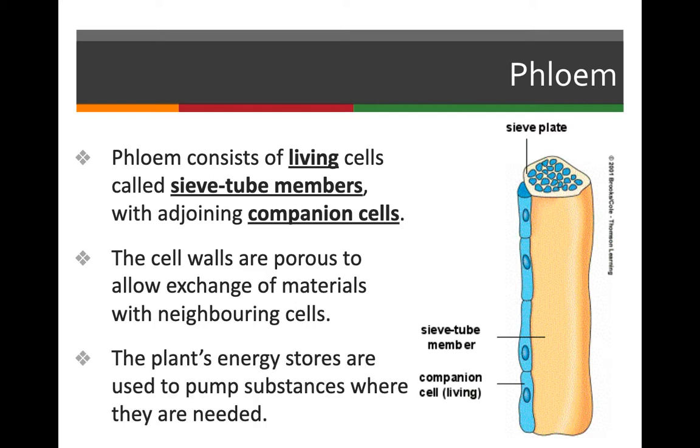And the companion cells provide energy to pump the substances where they're needed. So, movement of molecules in the phloem requires energy. It's an active process, whereas the movement of water in the xylem doesn't require energy from the plant. So, it's called a passive process.